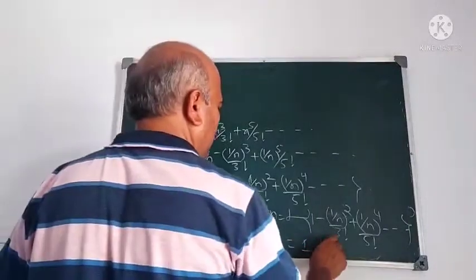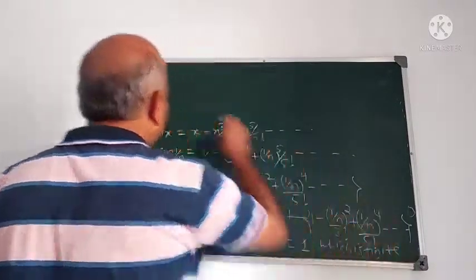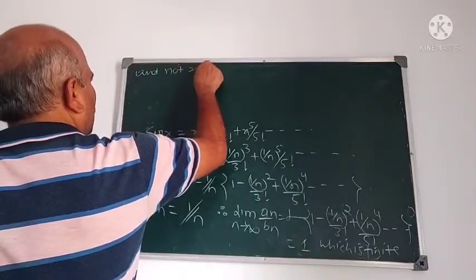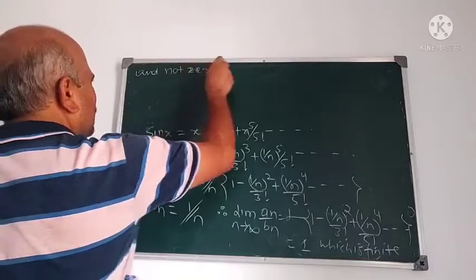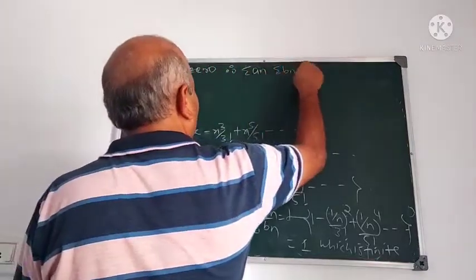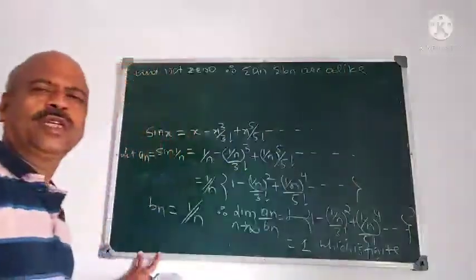Therefore, which is finite and not 0. So what is the comparison test? Therefore, sigma an, sigma bn are alike. Either converge or diverge together.